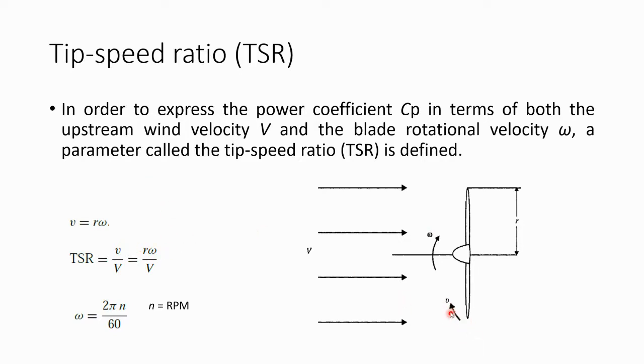V is what we call the net effect of the rotational speed, considering also the radius of the blade, right? R. So this small letter v is equal to R omega, and tip speed ratio is defined as this term divided by the incoming wind velocity. So omega is also equal to 2 pi n over 60, where n is the RPM, the rotations per minute of your blade. Okay, we'll see how we are going to apply the TSR later on.